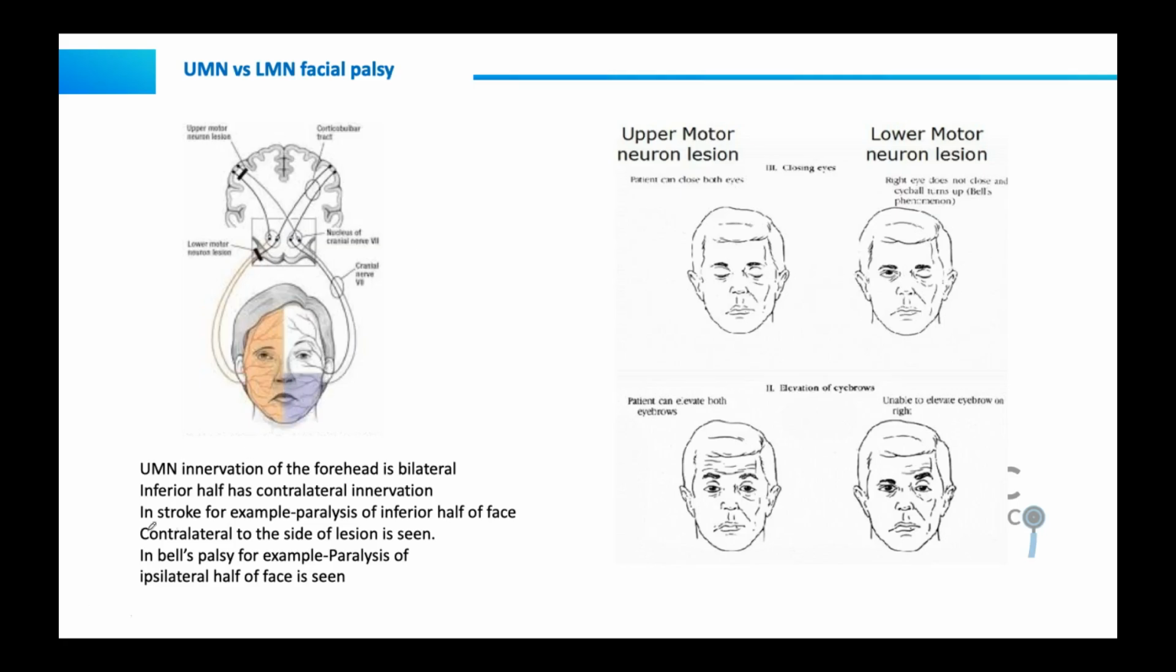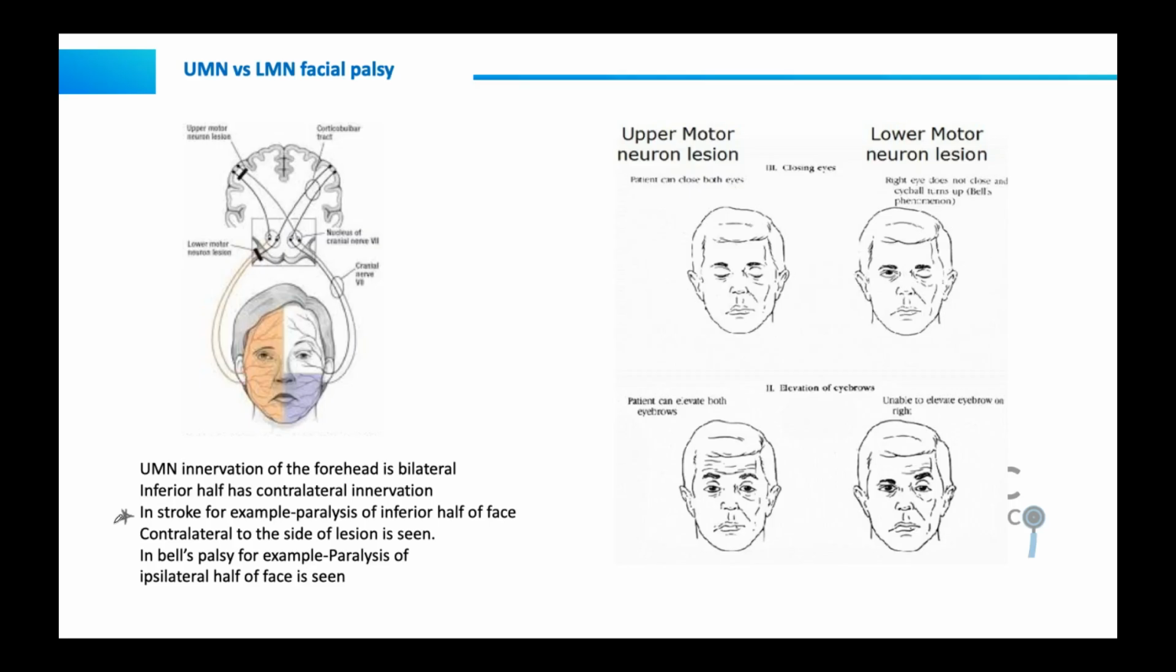So you take an example of stroke. In stroke, the paralysis of the inferior half of the face, which occurs contralateral to the side of lesion, is seen because of the crossing of the fibers.